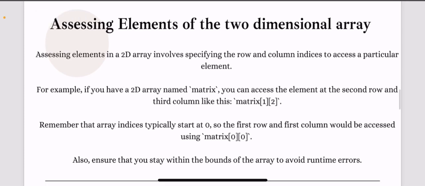Accessing elements of the two-dimensional array. Accessing elements in a two-dimensional array involves specifying the row and column indices to access a particular element. For example, if you have a two-dimensional array named matrix, you can access the element at the second row and the third column like this: matrix[1][2]. Remember that array indices typically start at 0, so the first row and first column would be accessed using matrix[0][0]. Also ensure that you stay within the bounds of the array to avoid runtime errors.